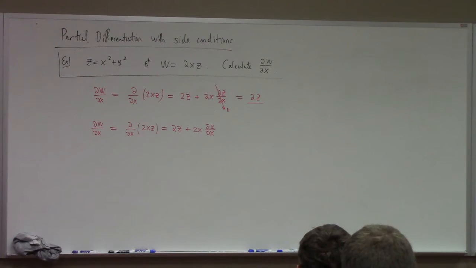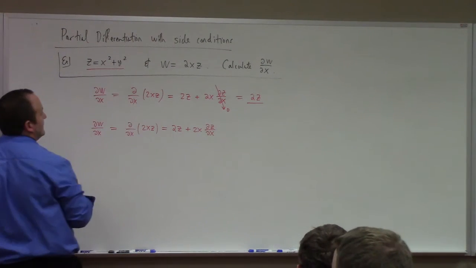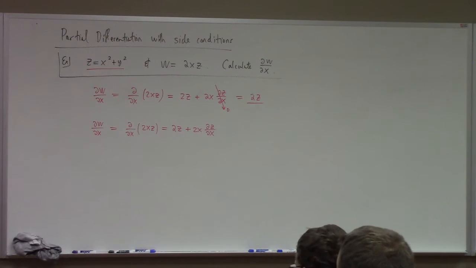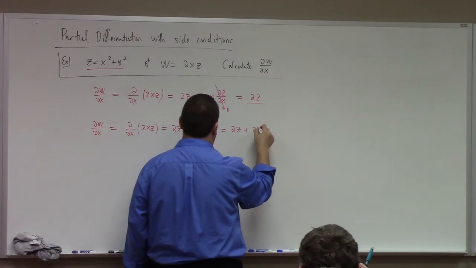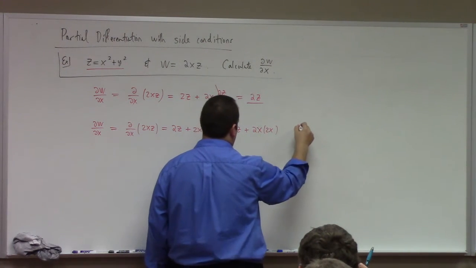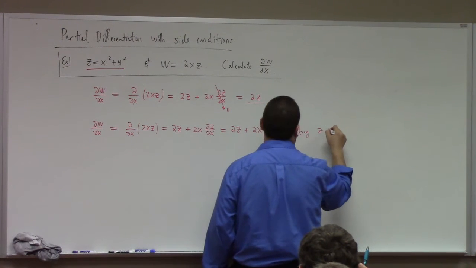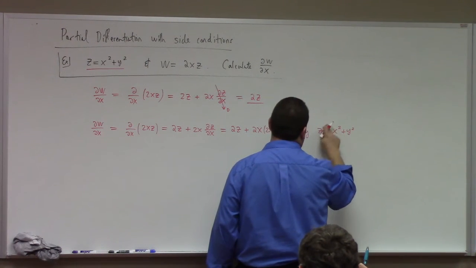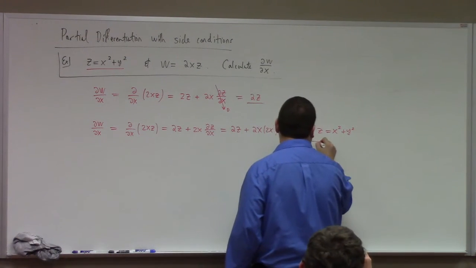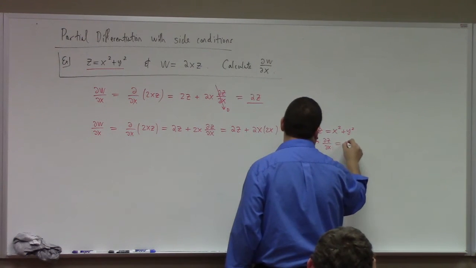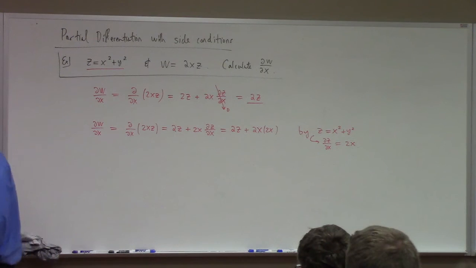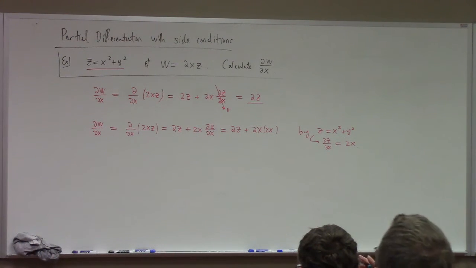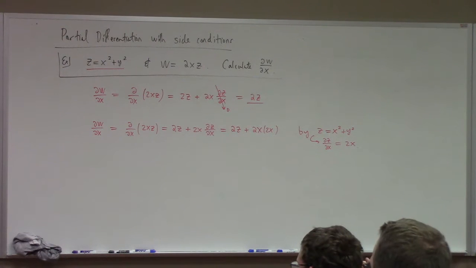I mean, is z independent from x? This doesn't seem to say that. What's partial z partial x there? 2x, right? So which one's right? It depends. This is a good answer.